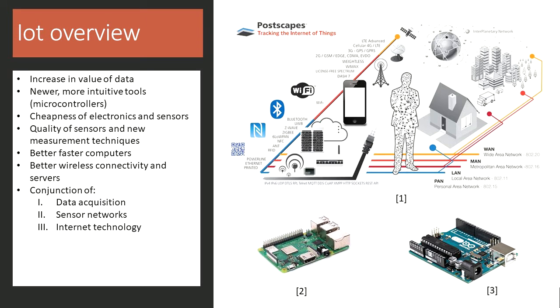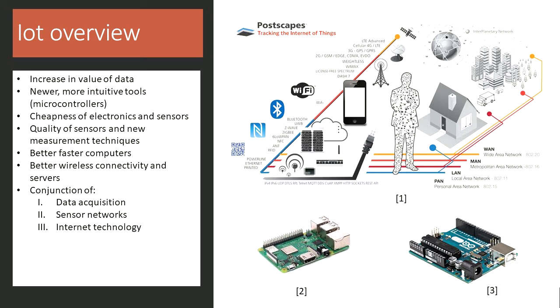So IoT is an abbreviation for Internet of Things. It's basically a system of devices with sensors of some sort that are used to collect massive amounts of data, and then you can take this data and do useful things with it. It's a conjunction of data acquisition, sensor networks, and internet technology.